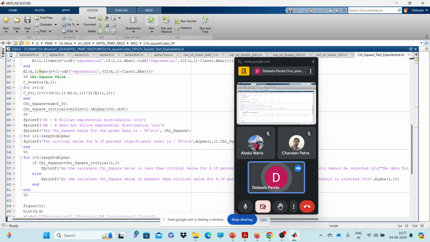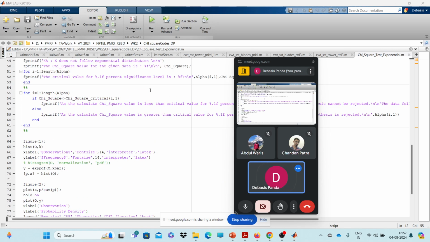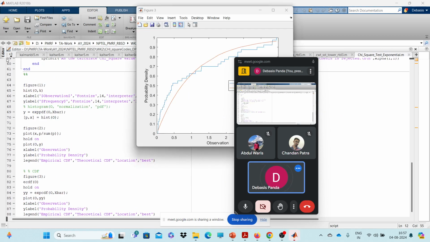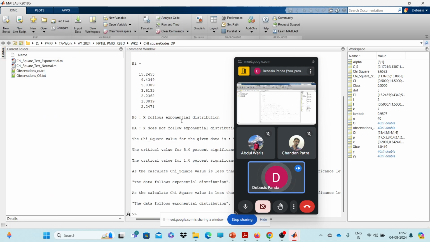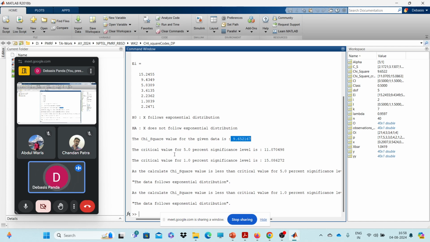So just run it and you will see what happens. It will give you the result. Our hypothesis was to test whether the data follows the exponential distribution or not. So it says the chi-square value for the given data is this, and the chi-square value for the 5% significance level is 11 and this is 15.